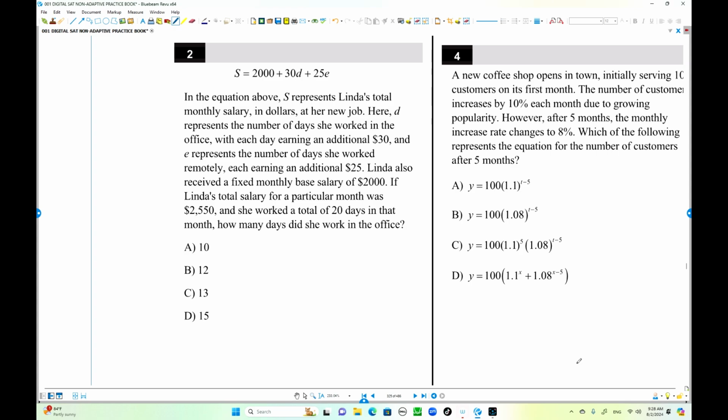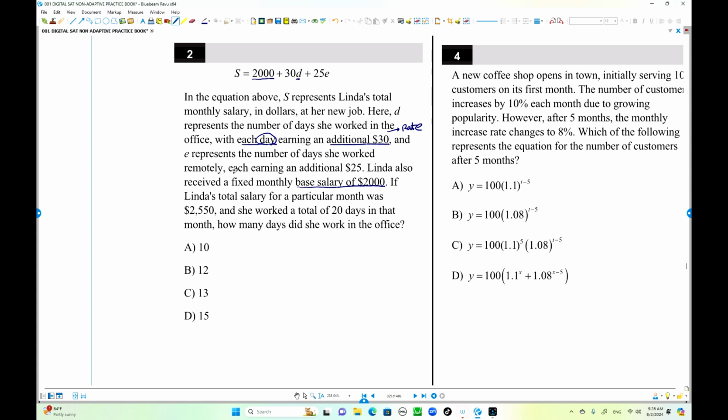Okay, so this is the first question, number 2. We have an equation, S equals 2000 plus 30D plus 25E. You can see that 2000 is the base salary, a fixed amount. And what is the 30D additional? You make an additional $30 each day. Each day means per day, that is the rate. A rate comes with a variable. What is the variable? The number of days over here, right?